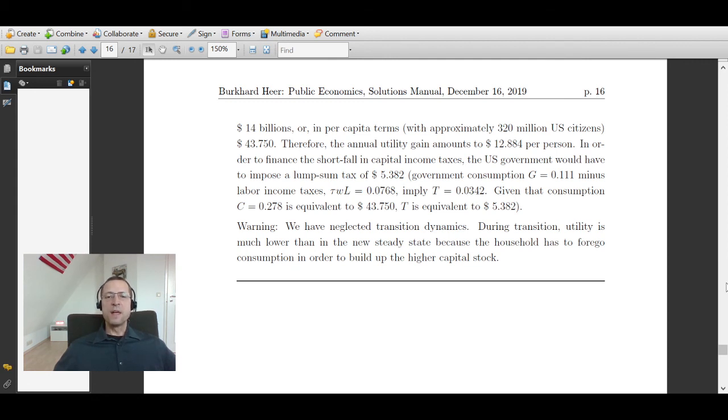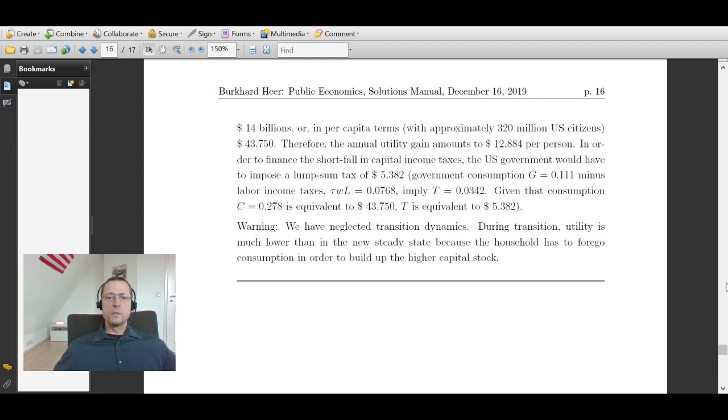The lump sum tax that is associated with this policy amounts to $5,382. And this is, of course, the problem why this is not implemented. Some people are too poor to pay these kind of taxes. And we would probably end up like Margaret Thatcher and observe riots in the street and have to withdraw our policy if we implemented it.